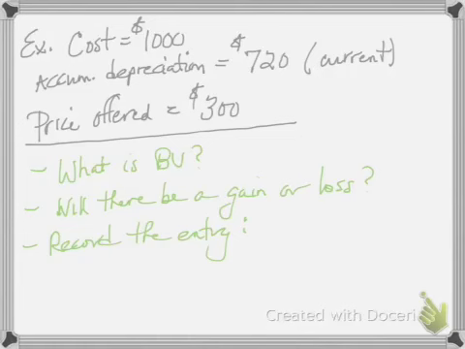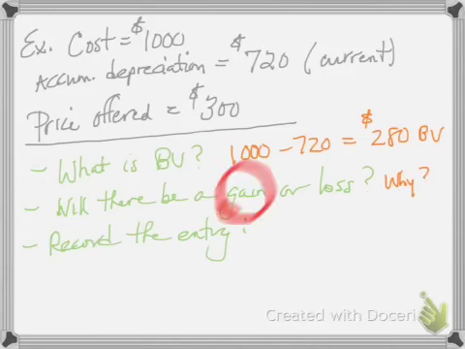Do you remember? It's cost minus the balance in the accumulated depreciation account. So the $1,000 of cost minus the $720 in accumulated depreciation, and we've got book value of $280. Now we've been offered a price of $300. Do we have a yay, we're happy, we have a gain, or wah, we're sad and we have a loss? Well, because the price that's being offered to us is $300 and our book value is only $280, yay, we have a gain.